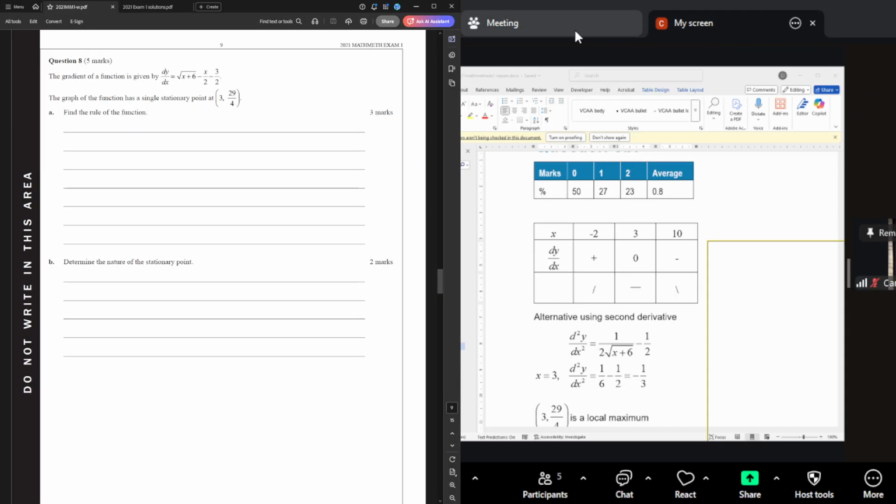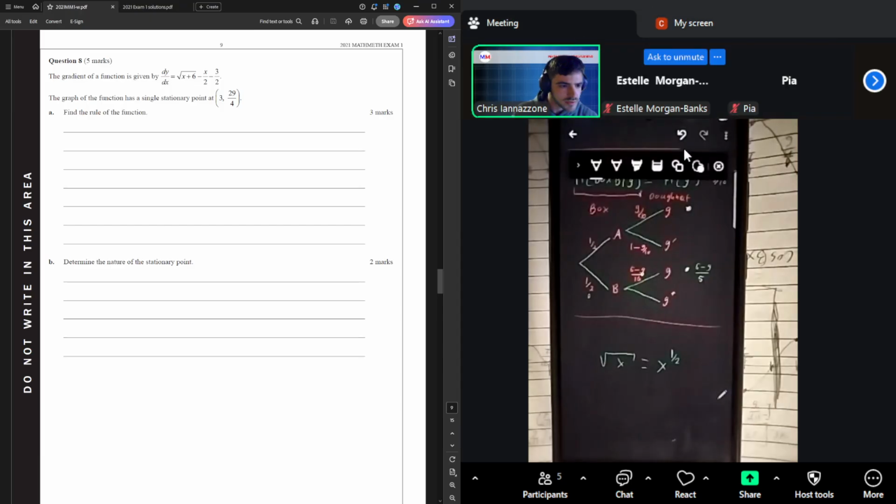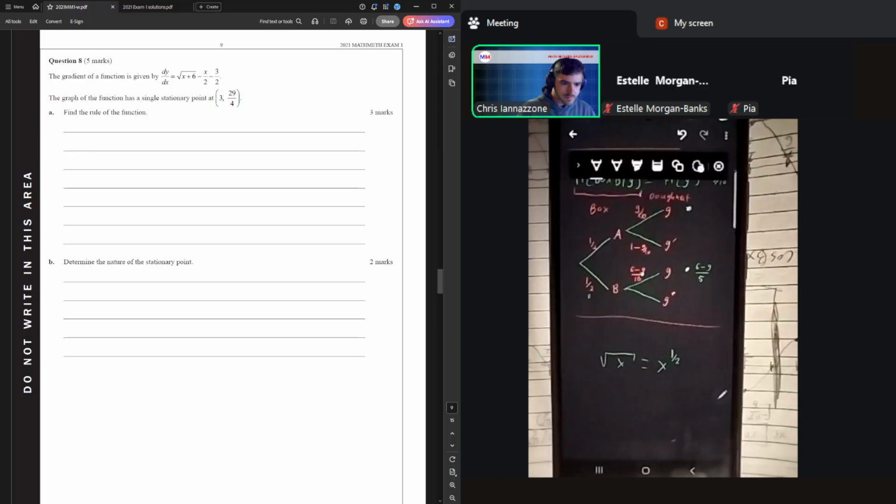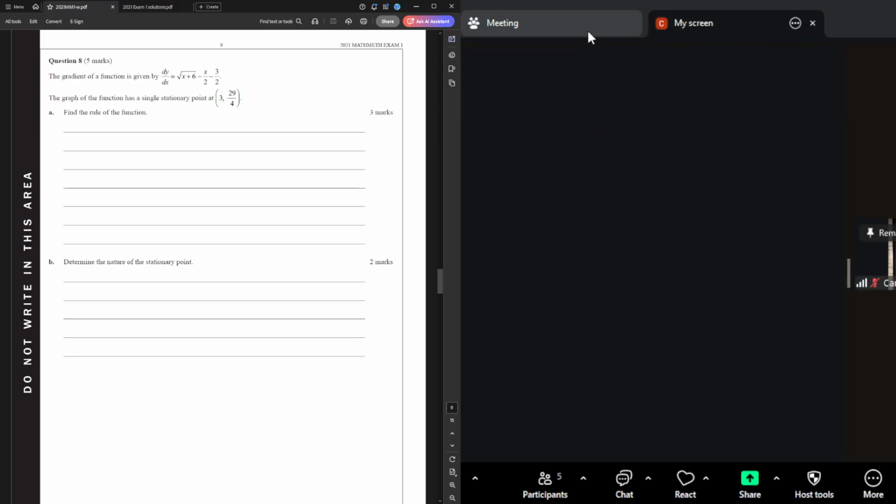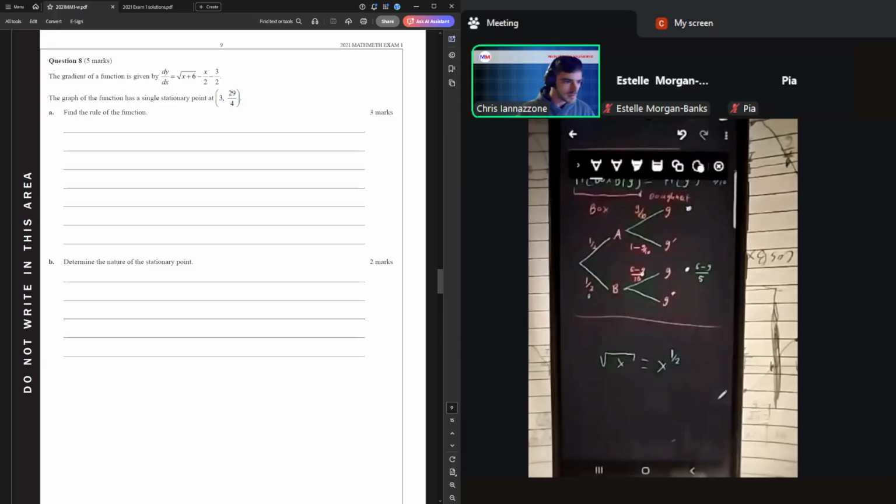Is that showing up nice enough? Yeah, looks like it should be fair enough on the screen share. Cool. All right, let's flip that back. Yep, there we go.